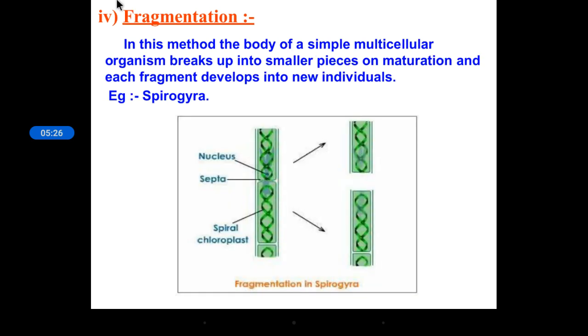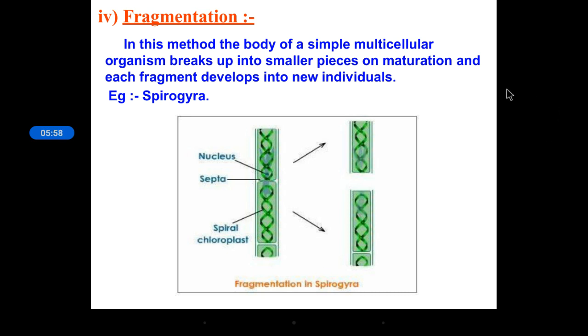And the next one is fragmentation. Again, a familiar term: fragmentation in Spirogyra, which you all have already studied. That means the body of the multicellular organism breaks up into small pieces. Small pieces means small fragments. When the organism matures, it breaks up into pieces, and each piece can develop into a new individual. That is called fragmentation. An example is Spirogyra.